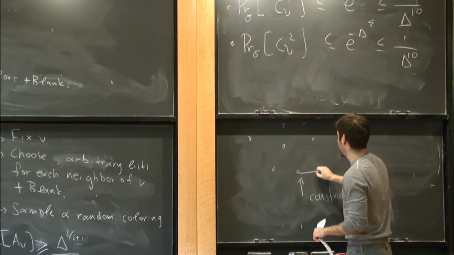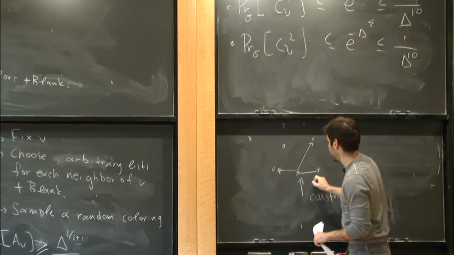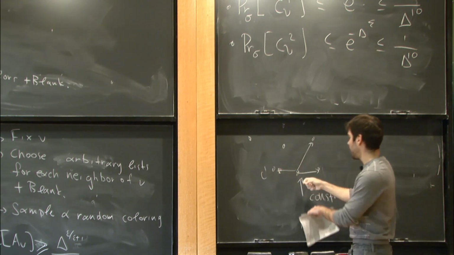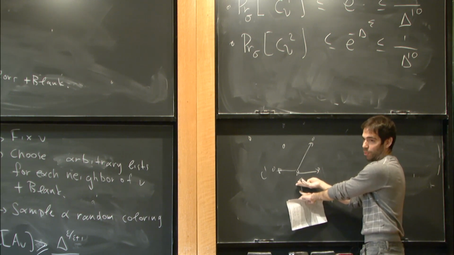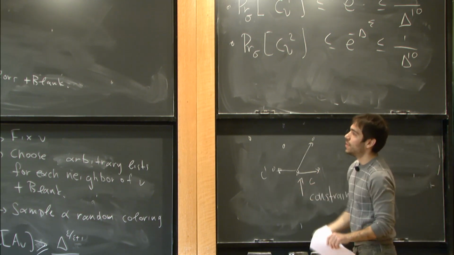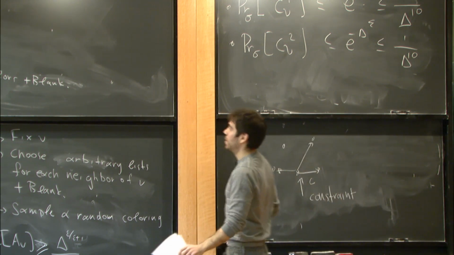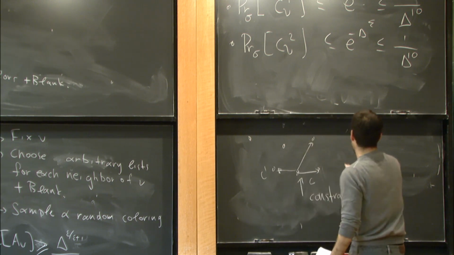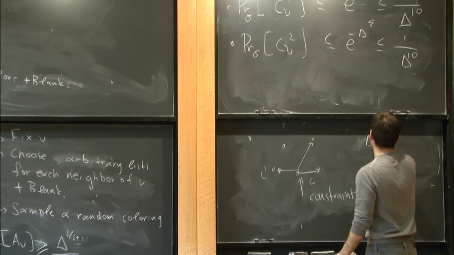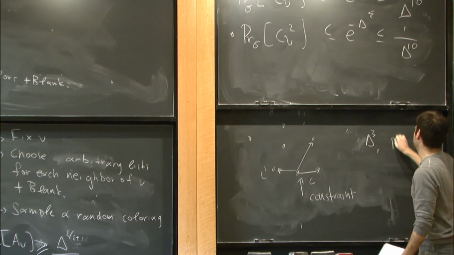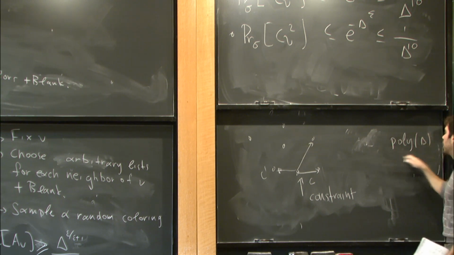Okay? And two constraints have an arc between each other, so let's call them C and C prime. If there is a way to try to fix C, and in the process violate C prime. Okay? So it turns out that you can, because this is like a local algorithm, you can see that this graph has at most degree delta cubed, or some polynomial of delta. So I don't have to worry about it.